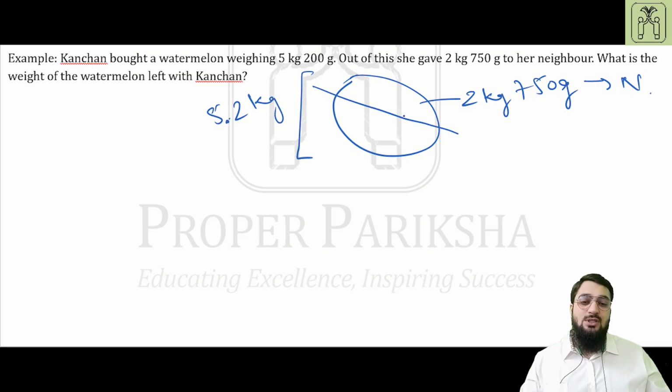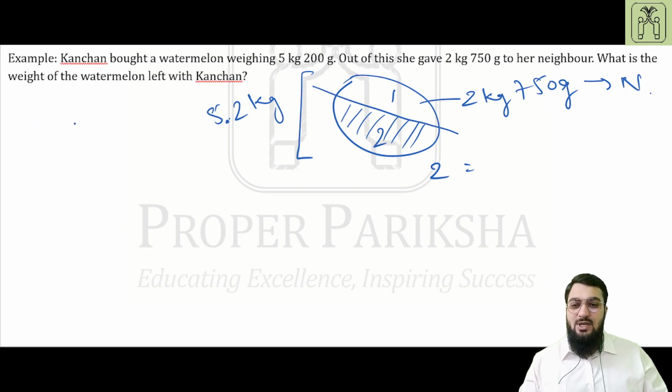So the question is how much is the remaining? So this part is asked. So how can that be done? So 1 plus 2 is equal to 5.2. Therefore, 2, or the left part, is equal to 5.2 minus 2 kg 750 gram.